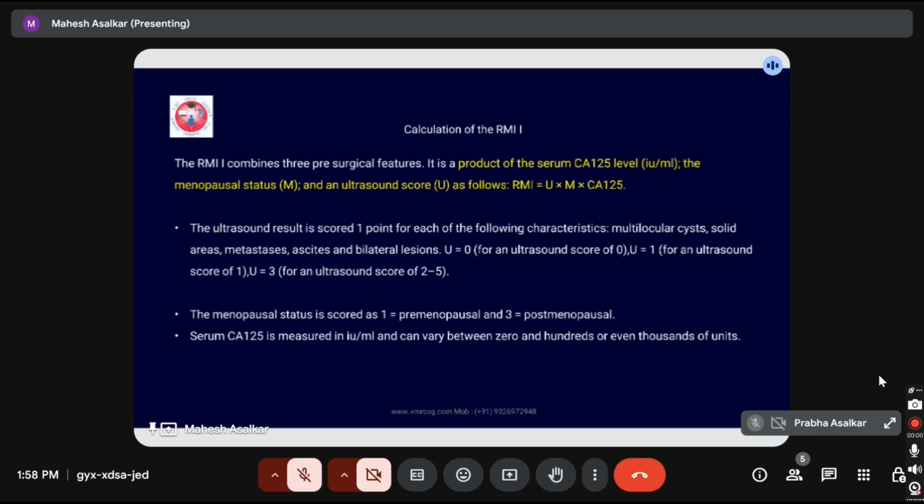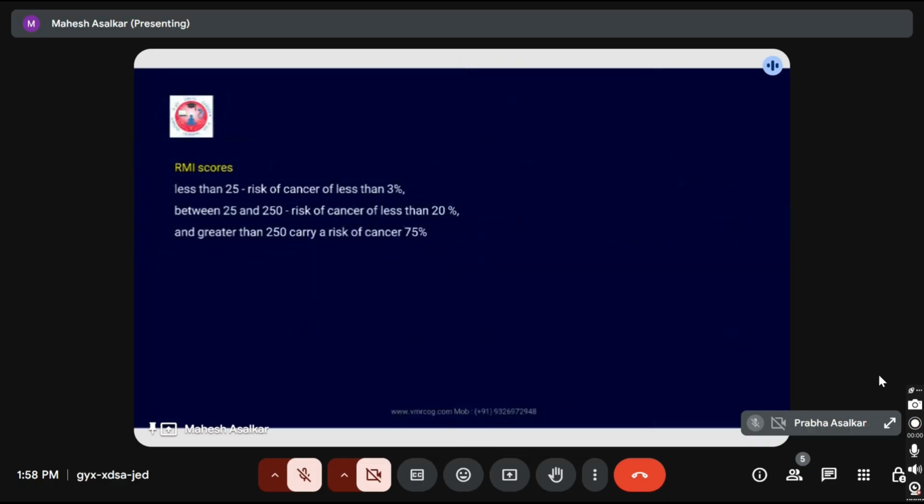So you will calculate the ultrasound score, which may be 0, 1 or 3. The menopausal score will be either 1 or 3, and you have to multiply it by the absolute value of the CA125 levels. So then what is the significance?